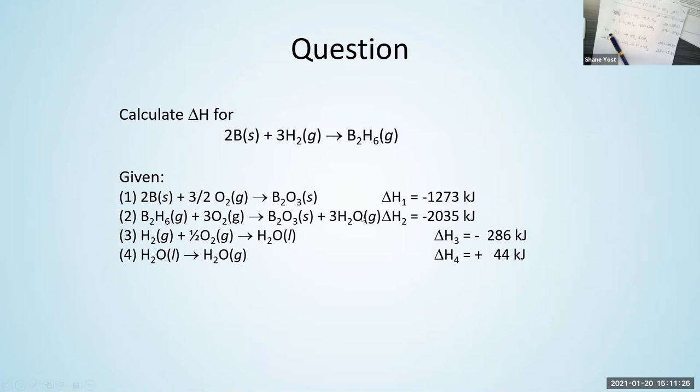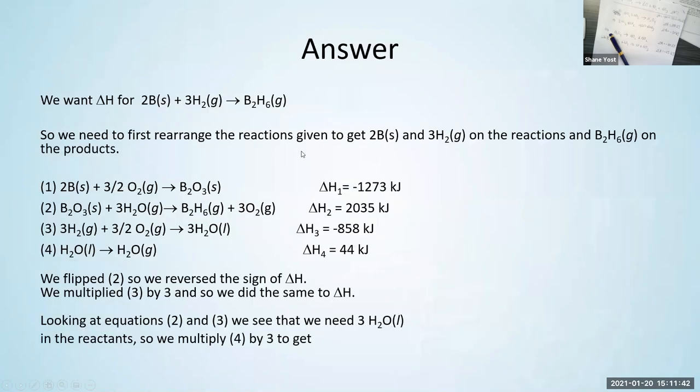Then you notice you have H2 gas here. You want to change H2 gas to H2 liquid, and then get rid of the H2 liquid with reactions 2, 3, and 4. If you do that, you'll end up with the correct borons and hydrogens. So some of the changes we need to make: we need to flip reaction two, which reverses the sign of ΔH. Then reaction three, you had to multiply by three in order to get three liquid waters.